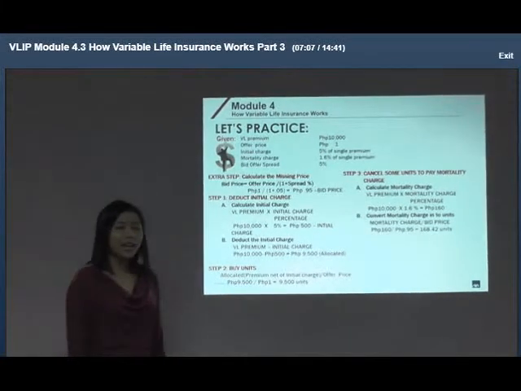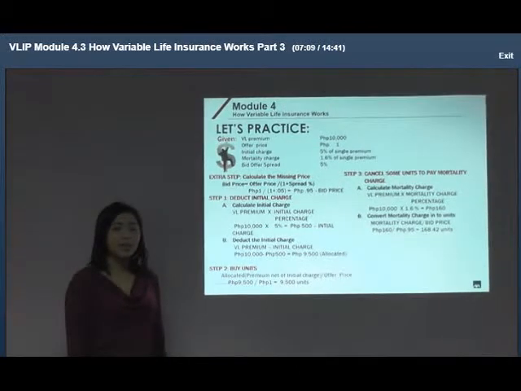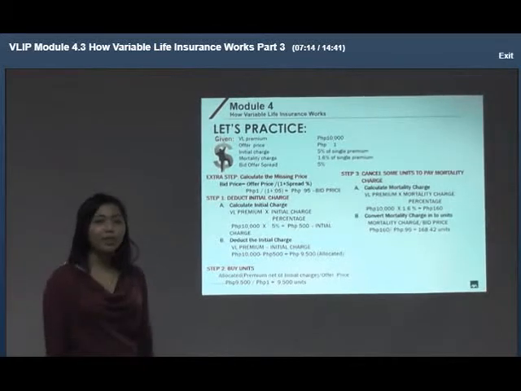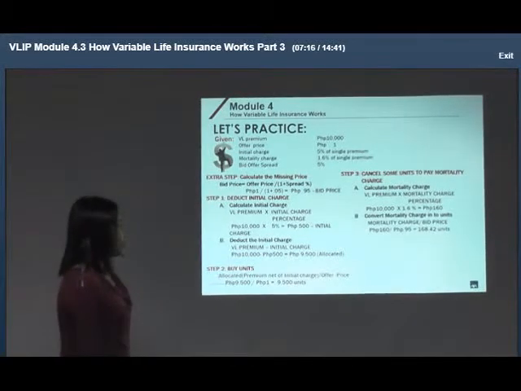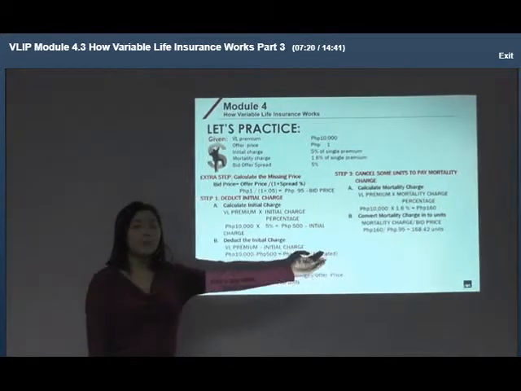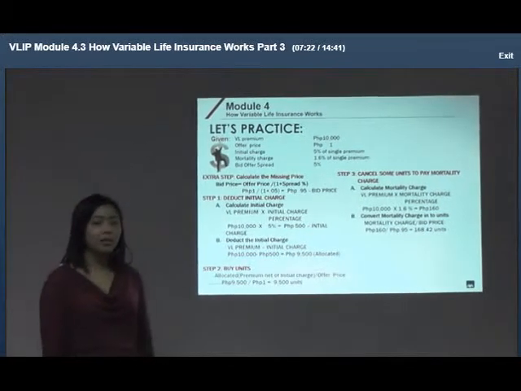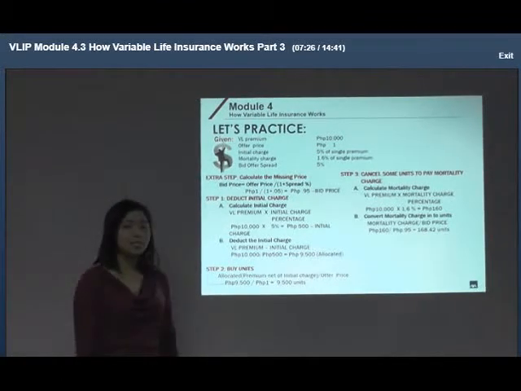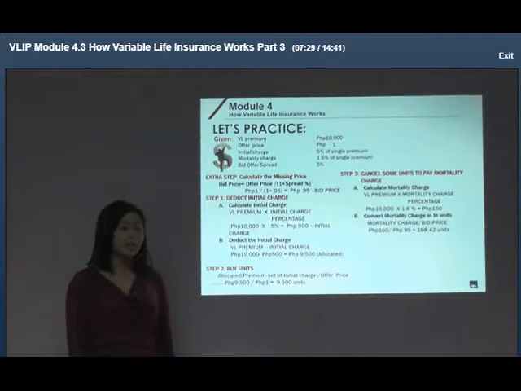From our calculation below, the bid price is 0.95 pesos. Thus, to convert the mortality charge, we will multiply the mortality charge, which is 160 pesos, by the bid price, which is 0.95 pesos. Thus, the number of units for the mortality charge is 168.42.